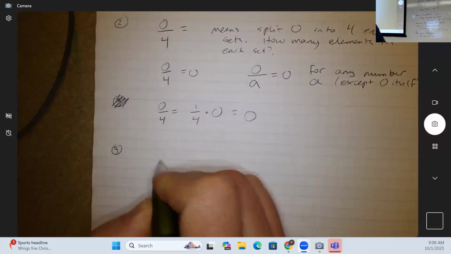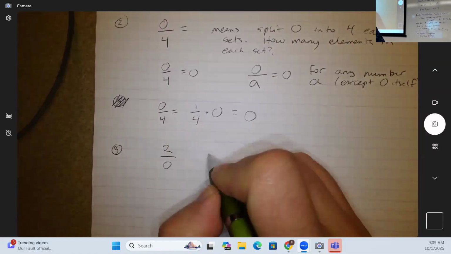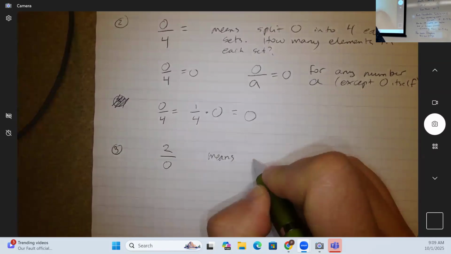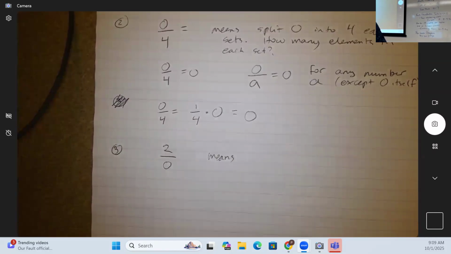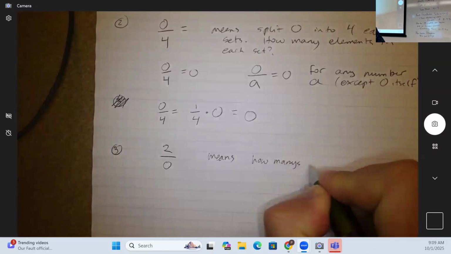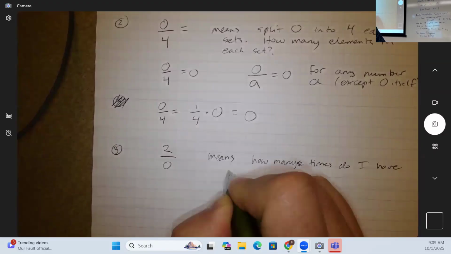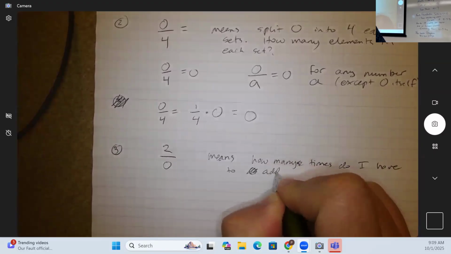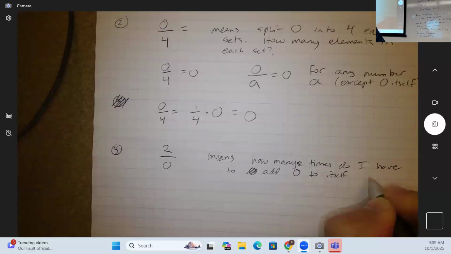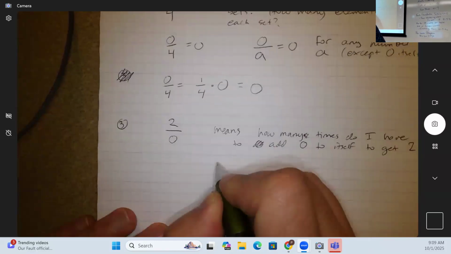And our third rule is where we run into problems. Let's divide 2 by 0. This means I could say split 2 into 0 sets. I don't even know what that means. So instead, I'm going to say this means how many times do I have to add 0 to itself to get the number 2? 0 plus 0 plus 0 plus 0 plus 0. Am I ever going to get there? No, right? It can't be done.